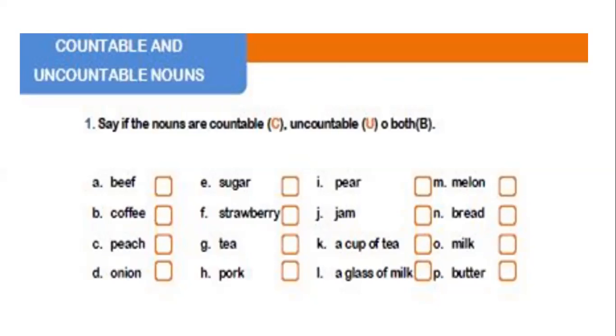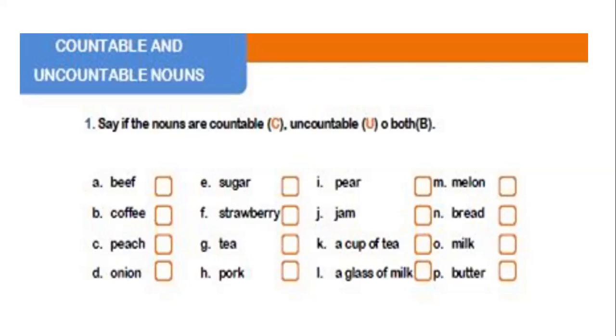Peach. Let's see, peach. Countable. Yes, because you can count. One peach, two peaches, three peaches, four peaches, etc. Onion. Let's see. What about the onion? Vamos a ver. Countable. La cebolla, ¿verdad? One onion, two onions, three onions, four onions.